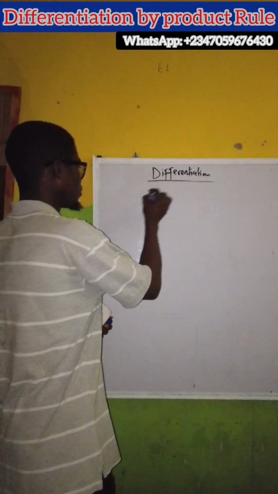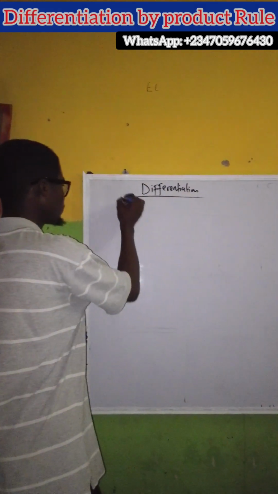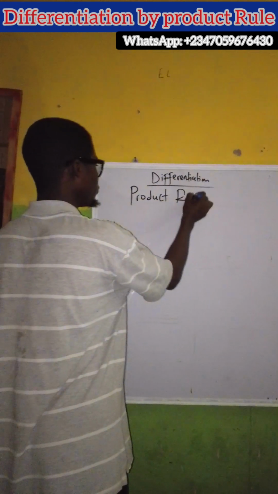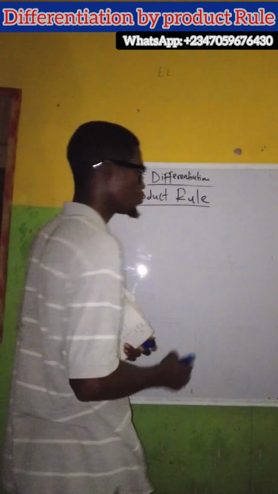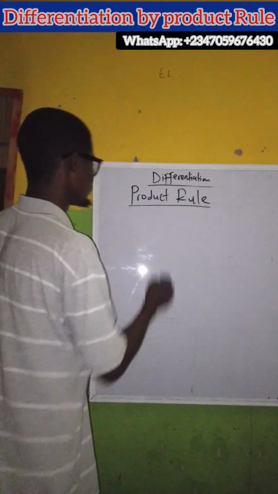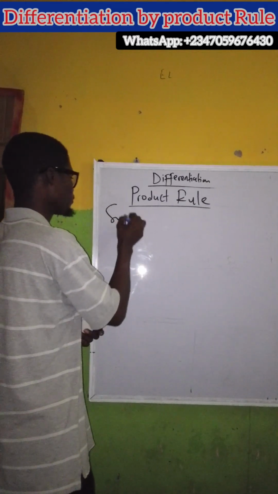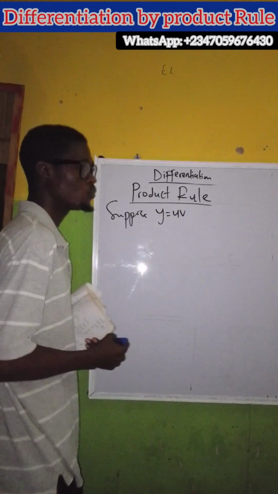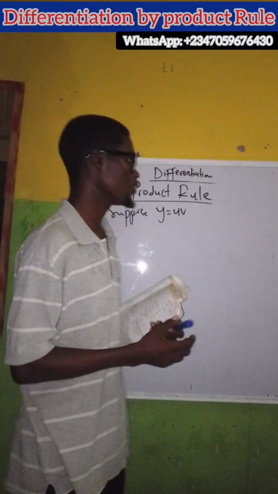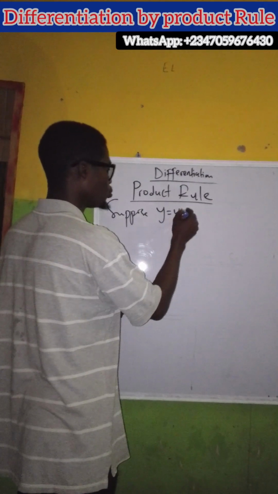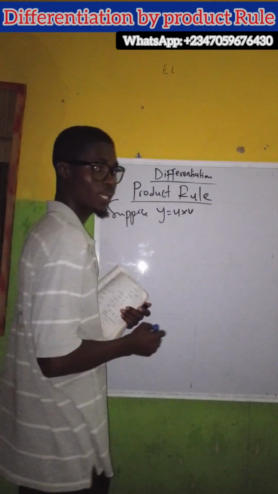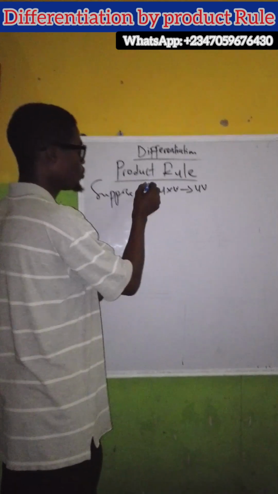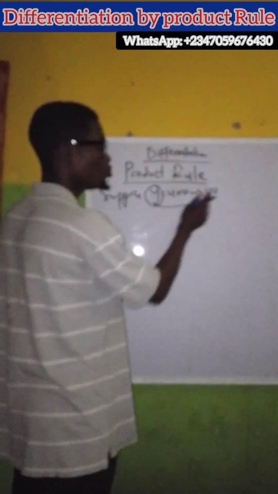So we shall be considering product rule. So suppose that y equals uv. You know the word product means you are multiplying, okay? That's the reason why we are having u times v to give us uv. Okay, so suppose y equals uv.